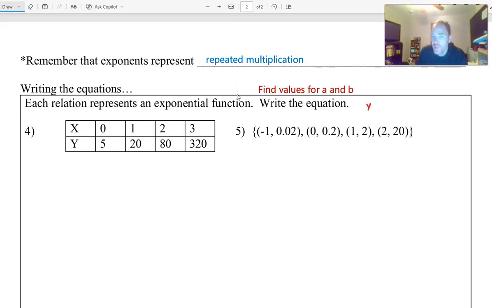Because if you remember what the equation looks like, generally, it's y equals A times B to the power of x. So if you can figure out what number you got for A, and what number you got for B, you just put them in. X is going to stay as an X in the equation, Y is going to stay as a Y.